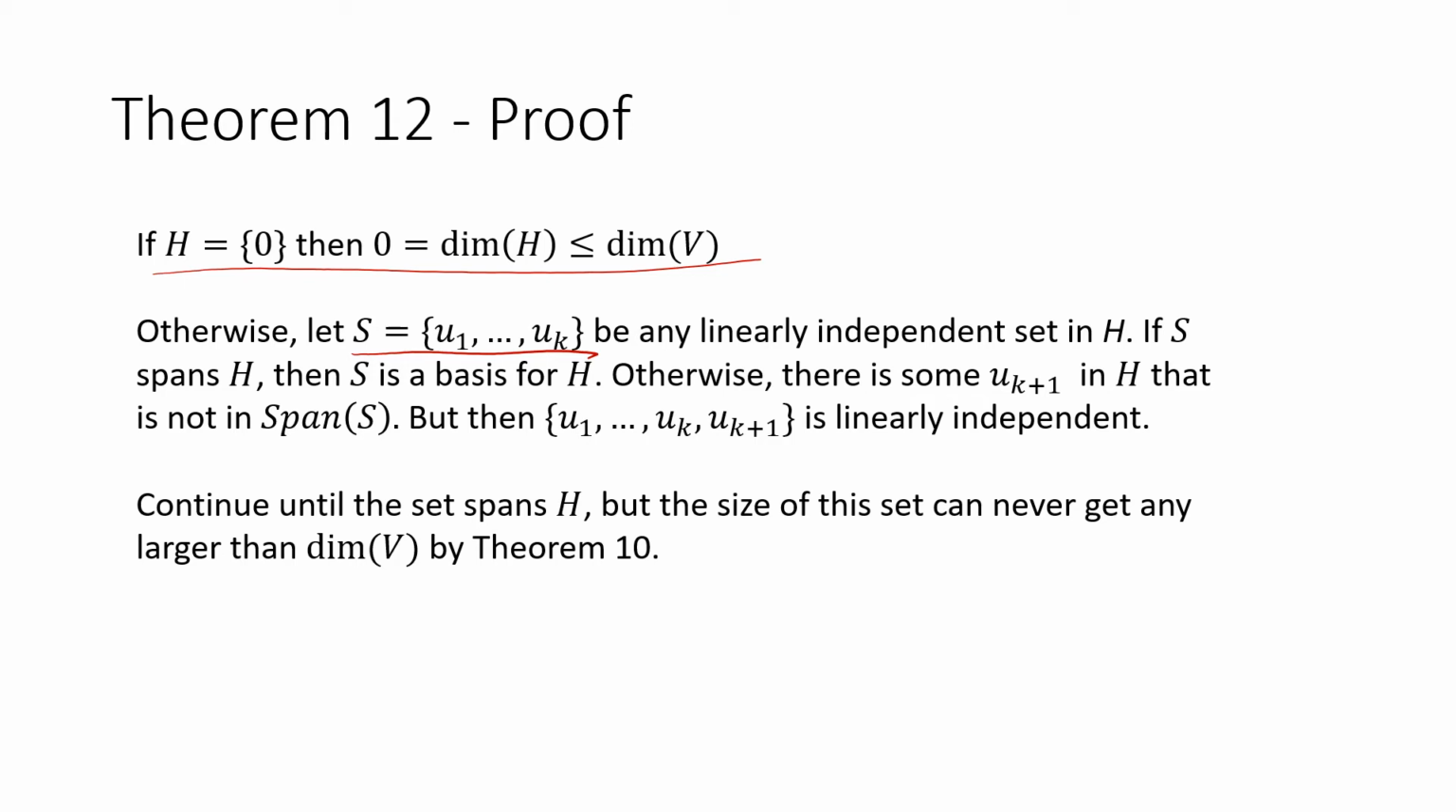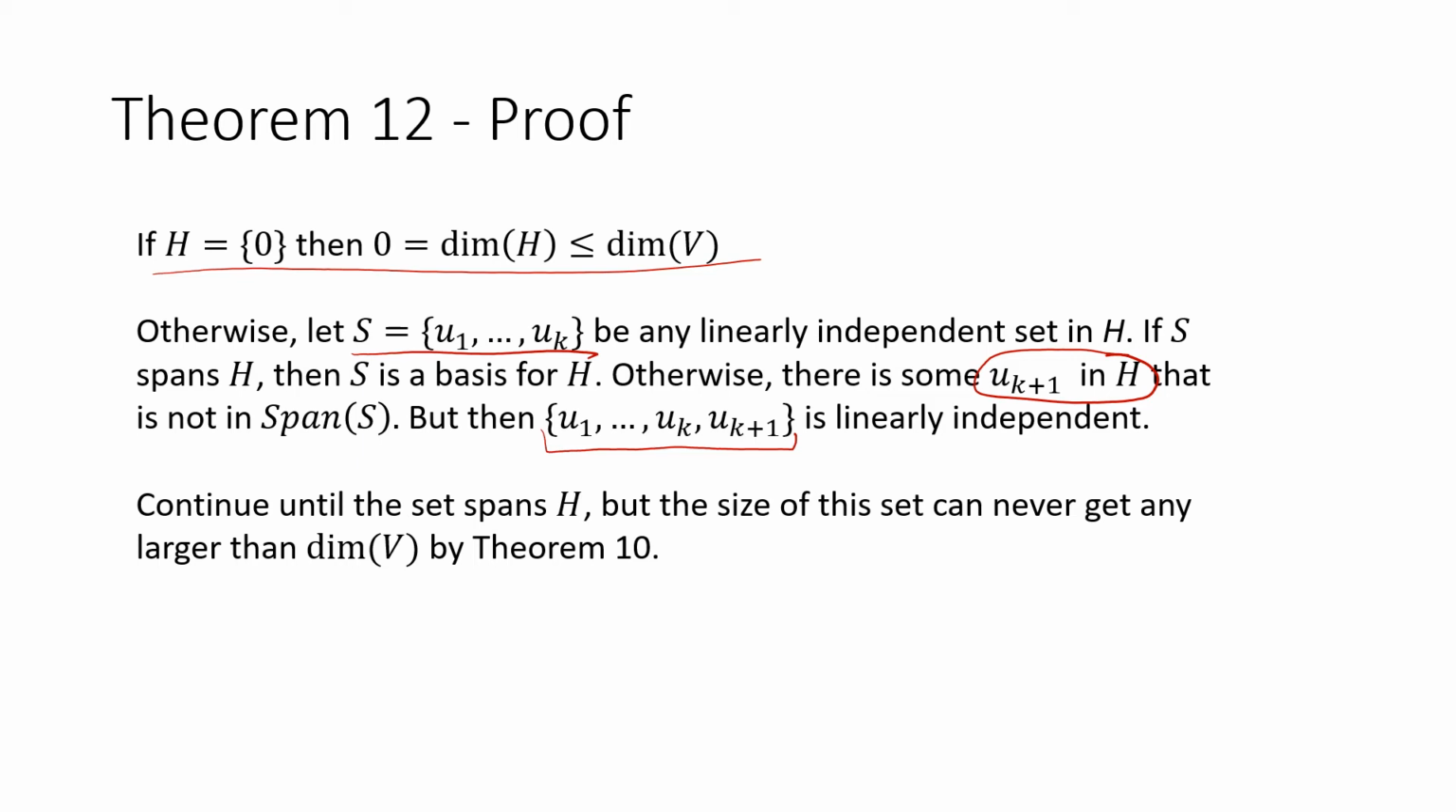Pick one thing in H that's not in the span, and stick it in there. So we find some vector in H that is not in the span that we started with, and we just add it. Well, because it wasn't in the span before, adding it in means that the bigger set is still linearly independent because you can't build it from what was already there. But now it's a bigger set that's linearly independent.